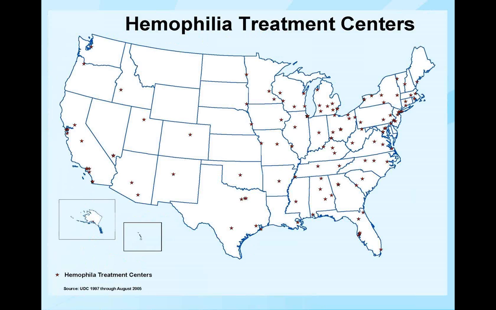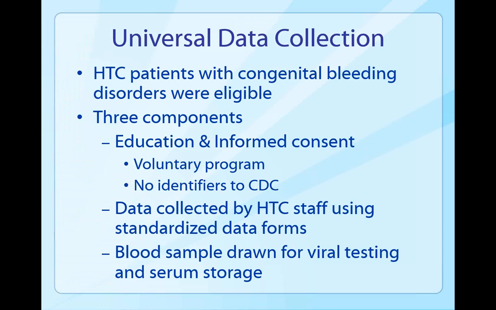This is a map showing with the stars there, you can see these federally funded hemophilia treatment centers. They pretty much follow the population centers of the United States. So the patients receiving care in these treatment centers with congenital bleeding disorders were eligible to participate in this surveillance, of which there were three components. The first was education about the surveillance, the purpose for it, and getting their informed consent, because it was a voluntary program. And again, making sure that patients understood that no identifiers were being sent to CDC.